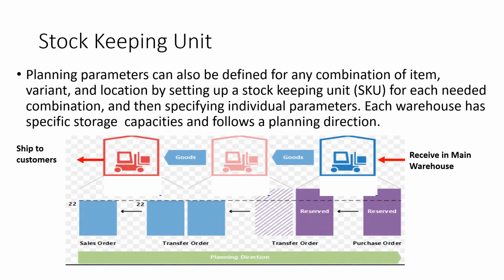Now, we need to understand, last but not least, the stock keeping unit concept for the basic replenishment process, right? So the planning parameters can also be defined, but for a combination, remember this, of item, variant, and location by setting up a stock keeping unit for each needed combination and then specifying individual parameters. Okay, this is a complex concept. Each warehouse has specific storage capacities and follows a planning direction, okay? So what is a stock keeping unit?